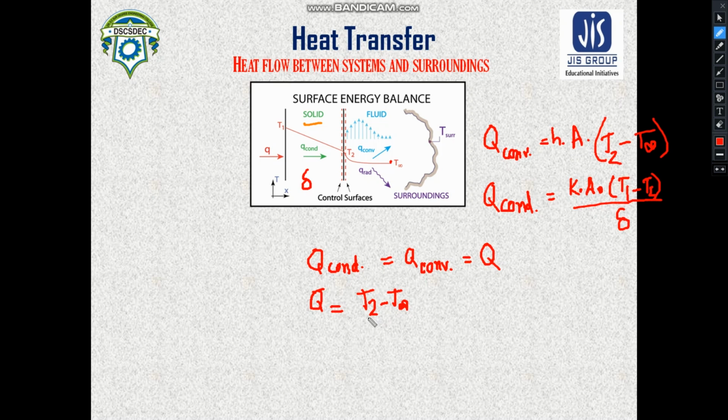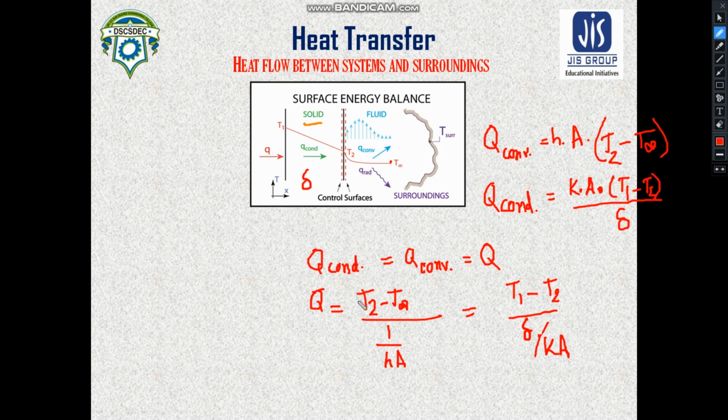This is for convection, right? And this is for conduction, which we have discussed a lot of times. We have already discussed the concept of thermal resistance in composite walls. So this can be found out. So this is your delta.